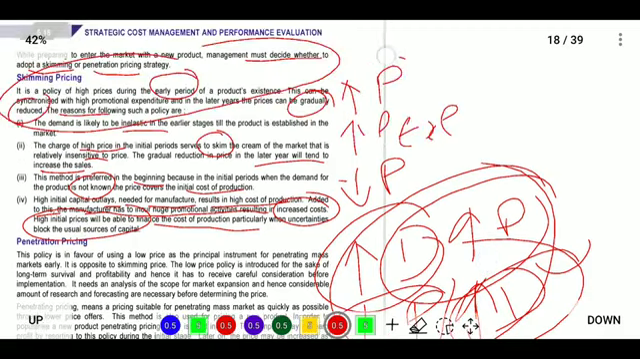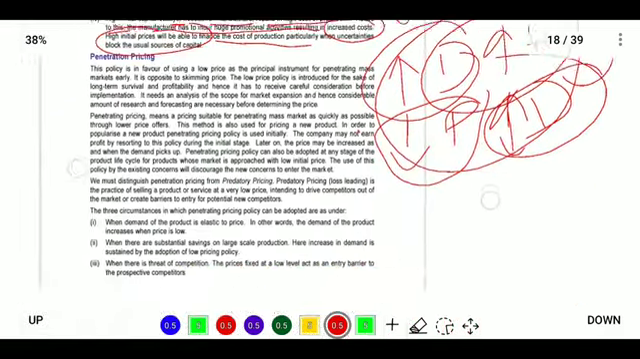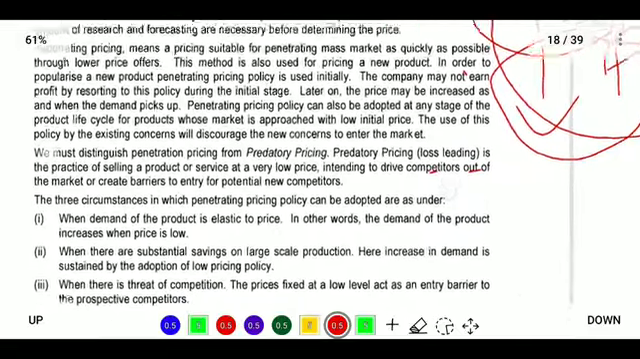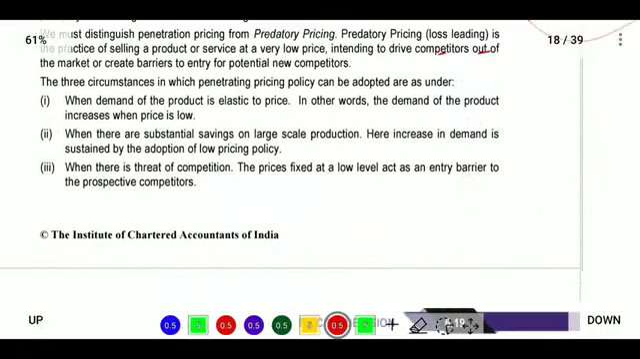So we are entering with a low price. But in skimming we will go with a high price and high promotional expenditure. That is the difference, mainly this difference. And when the demand picks up, the price will be reduced. Next, there are three circumstances in which a penetration pricing policy can be adopted. What are these three?